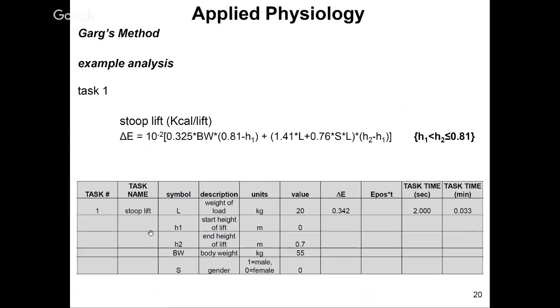So body weight, and then we decide we're working with a female. So that simplifies some things, right? Some terms that we don't have to deal with. So the start of that, H1 is 0. The body weight in kilograms was 55. L, which is the load weight, was 20 kilograms. And this is going to go away because we're dealing with a female. So don't worry about that.